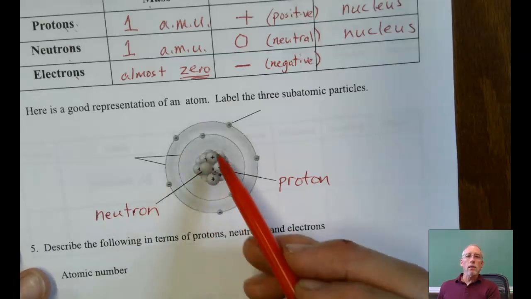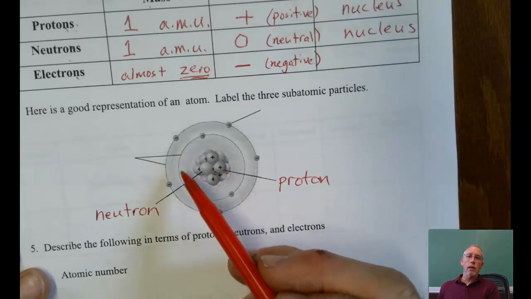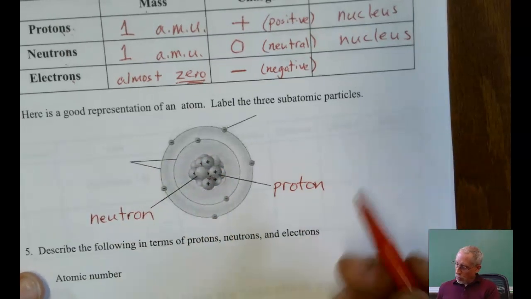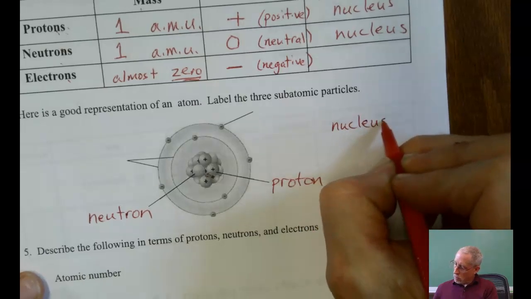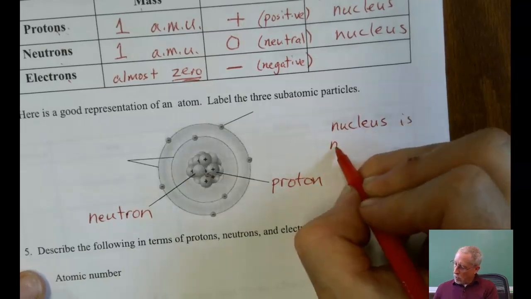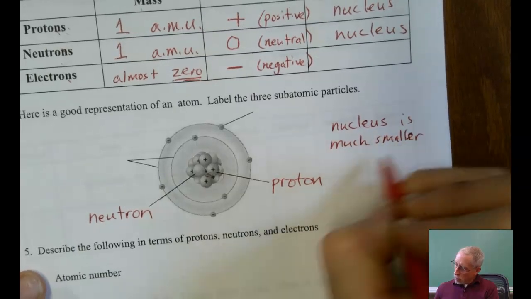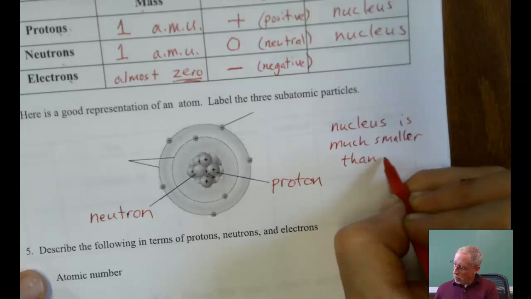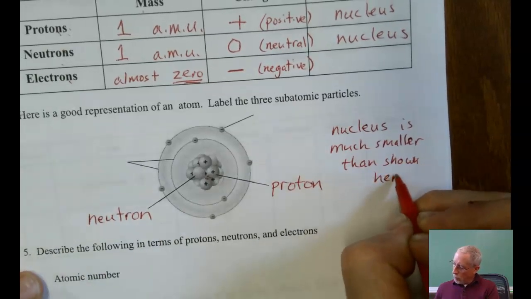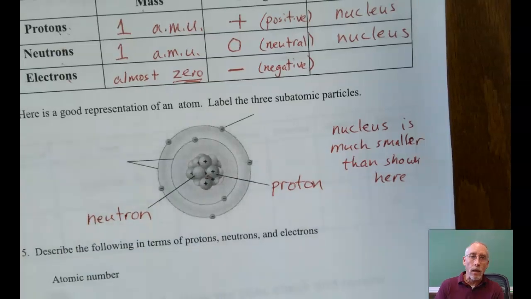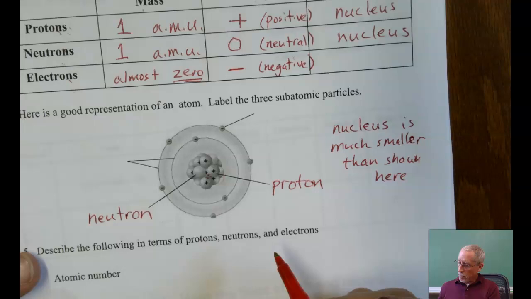Now, I need to tell you that this is greatly exaggerated in size. So I'm going to put a note here that the nucleus is much smaller than shown here. If we were to show it real size, we wouldn't be able to see it. So I had to blow it up to be able to label the protons and the neutrons.